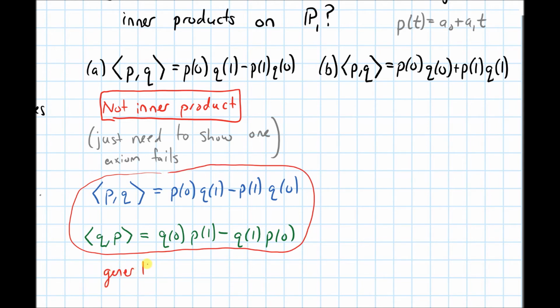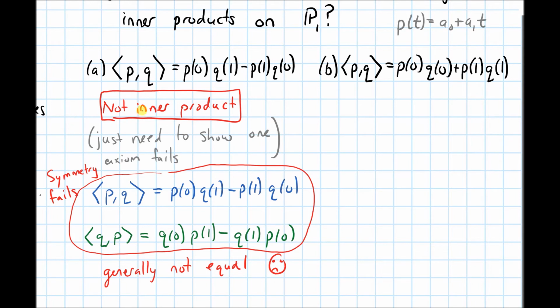Generally, these are not equal. So this first axiom fails. The symmetry axiom fails. So this is not an inner product.